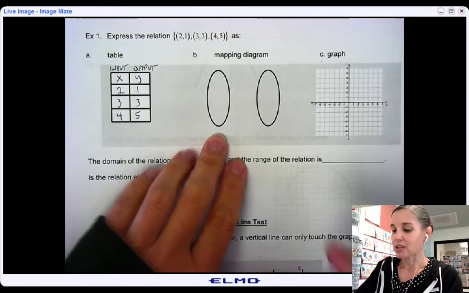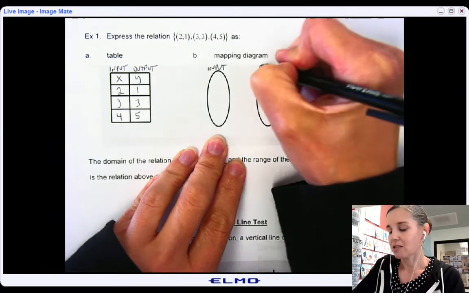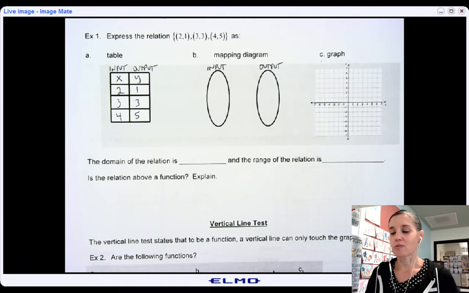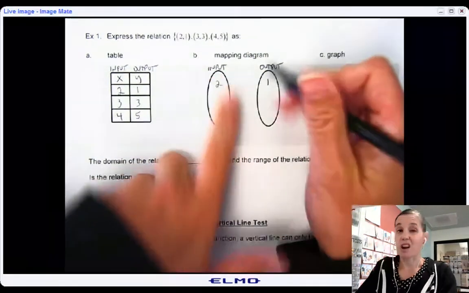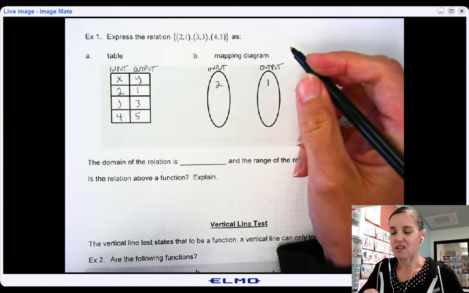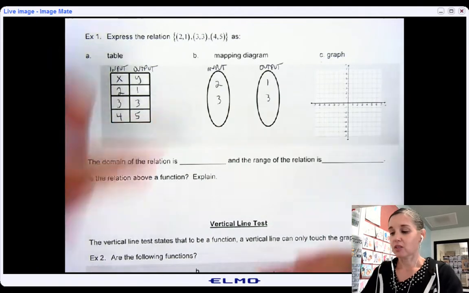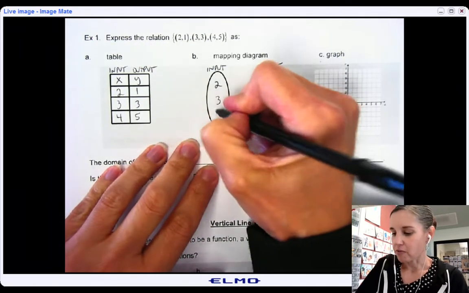Now, if I do a mapping diagram, again, these are our inputs or our domain, and these are our outputs or our range. The first point we were given was (2, 1), so you're going to put the 2 and the 1. You could honestly put these wherever you want, and I'll show you how to finish this off in a second. Now we have (3, 3). Again, you can put the 3 anywhere you want. And then same with (4, 5).